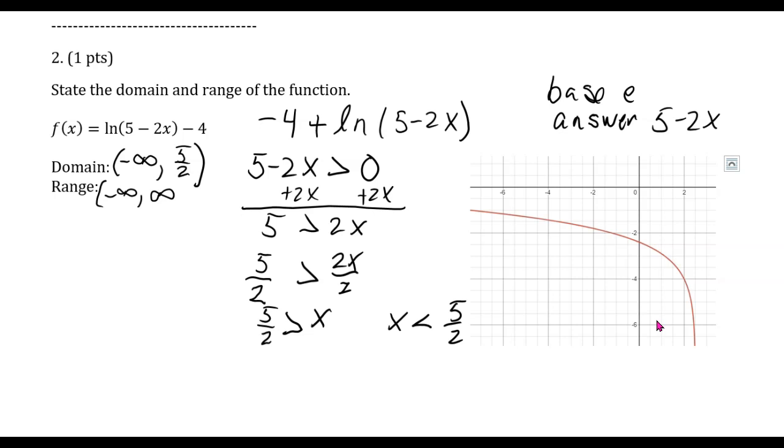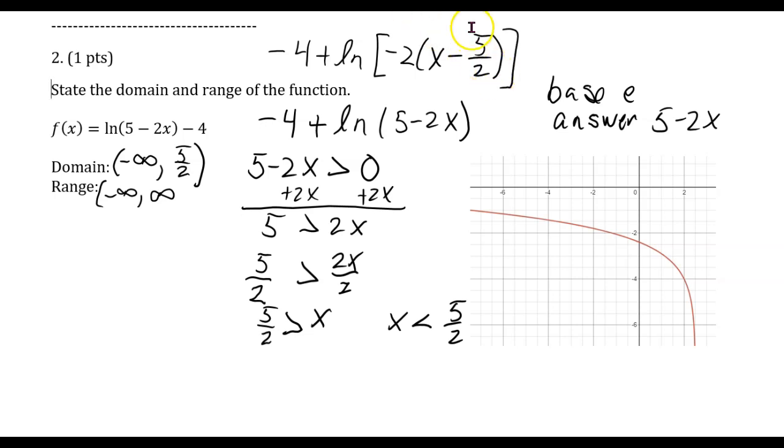How does that come about? Again, you can write the problem as negative 4 plus the natural log, factor the negative 2 off of the x and the 5, and that will give you negative 2 times x minus 5 halves. Note that you have to divide the 5 by the 2 as well.